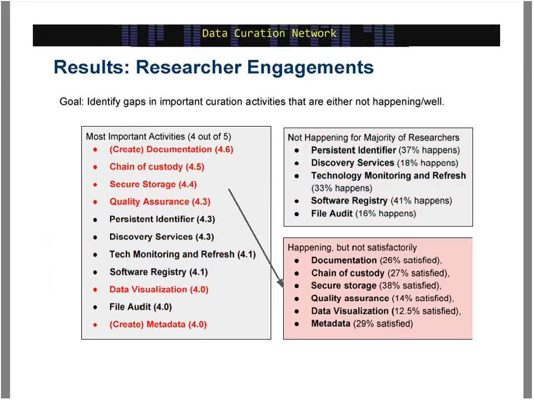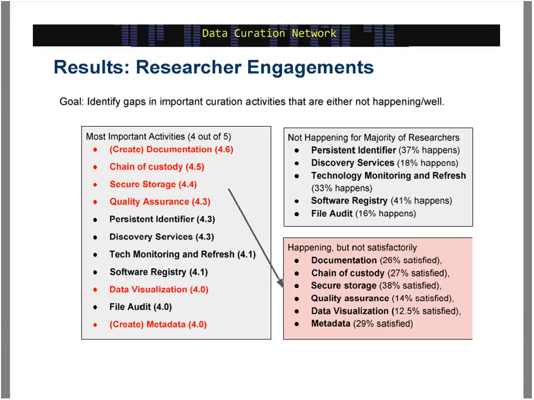So areas like creating documentation, maintaining the chain of custody for data, providing secure storage, quality assurance, data visualization, and creation of metadata. These are important things that may be happening, but not very well. So curators like us at institutional repositories might be able to provide best practices and additional services in these areas that would really go a long way.